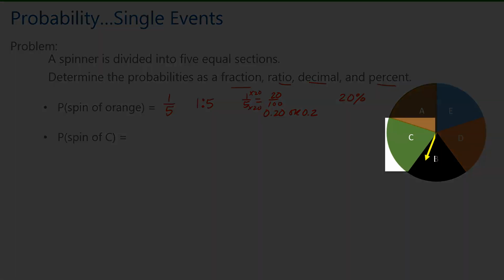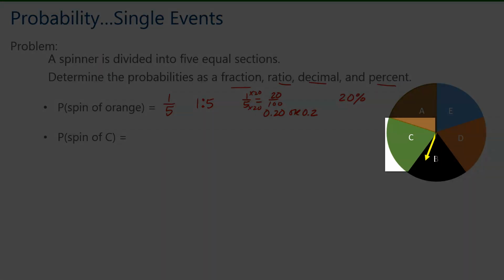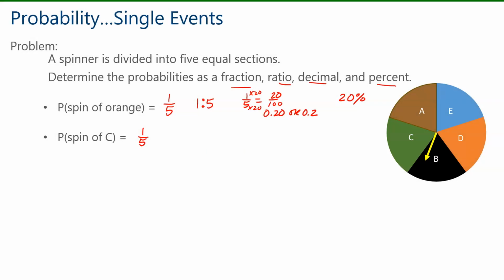The probability of spinning a C. Once again, we have one sector labeled C, 1 out of the 5. All of our other forms then will be the same as what they were in the previous example.